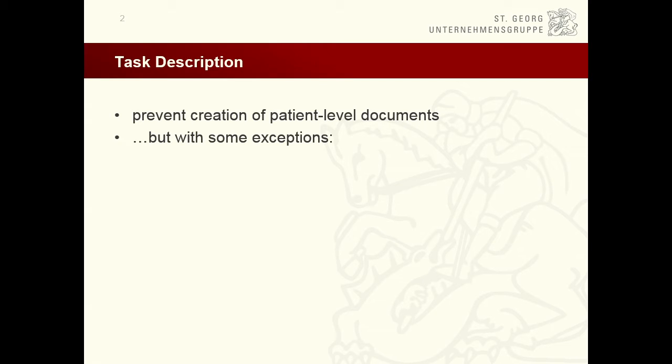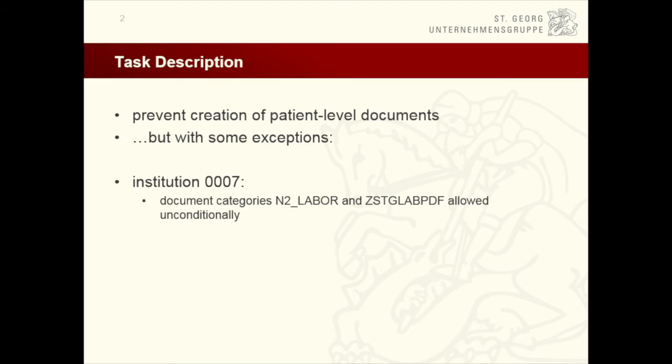To summarize the task ahead, we want to prevent the creation of patient-level documents by making sure that every document has a case ID assigned, but with some exceptions. In this case, we've got two institutions to take care of. In institution 7, there are two document categories that should be allowed to be created on a patient level unconditionally.